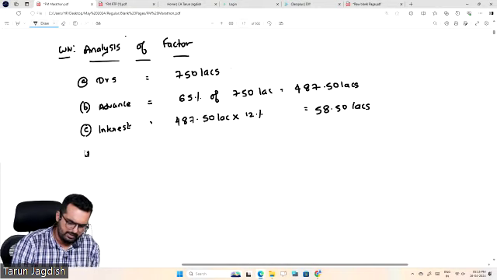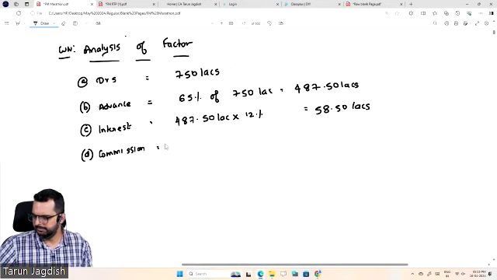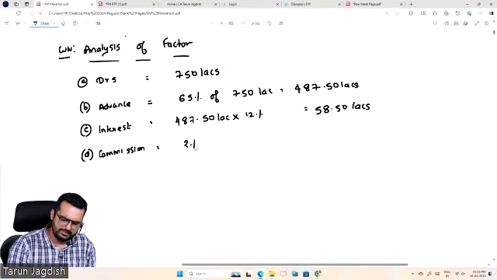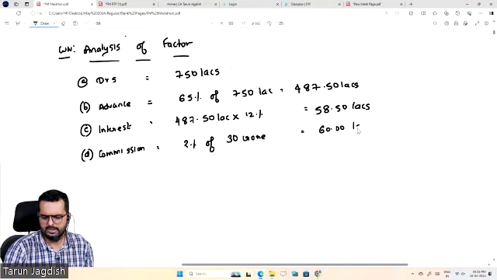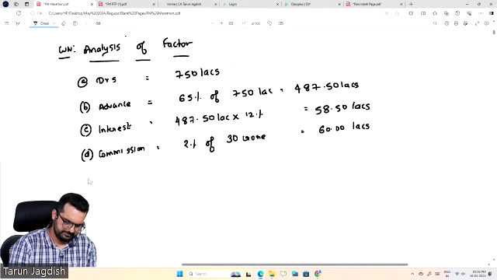Okay. Now tell me, how much is going to be your factoring commission? How much percentage is your factoring commission? Everyone tell me. It will be 2% of what? Of the total credit sales. That is 30 crore. So how much will you get over here in this case? Do you get the answer as 60 lakhs? So you get the answer as 60 lakhs.